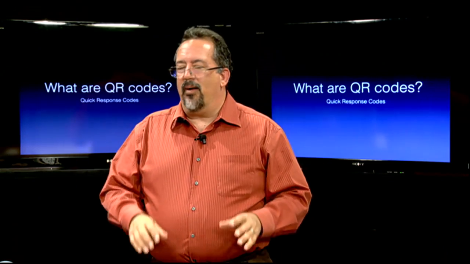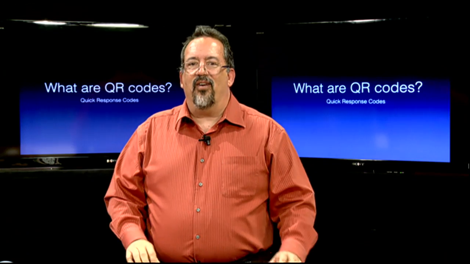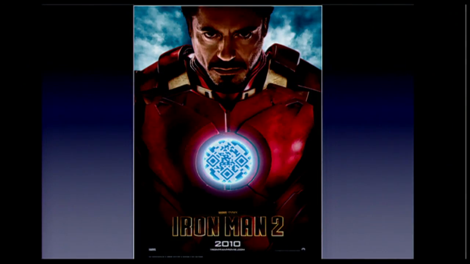And so we're going to talk about what QR codes are and where you find them. I've got this picture here of an Iron Man poster from a couple of years ago when Iron Man 2 came out, and you can see that in Iron Man's power pack there's actually a QR code. This was a theater poster. What people would do in a theater is go up and scan that little QR code, and it would take them to a website. It would take them to some more information about Iron Man 2. So it was used for advertising purposes.